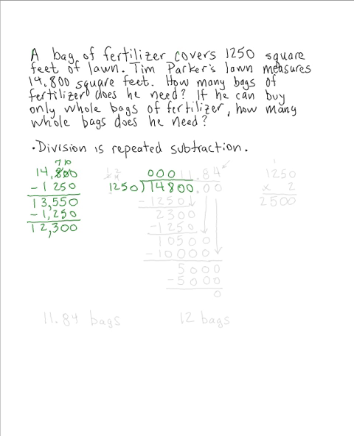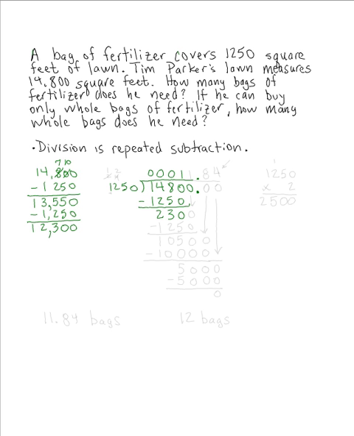We write a 1. Now, before we lose track, let's go ahead and place a decimal to the right of 14,800 and a decimal directly above it. Now we can resume. 1 times 1250 is 1250, because 1 times anything is itself. And we can subtract. 0 minus 0 is 0, 8 minus 5 is 3, 4 minus 2 is 2, 1 minus 1 is 0.